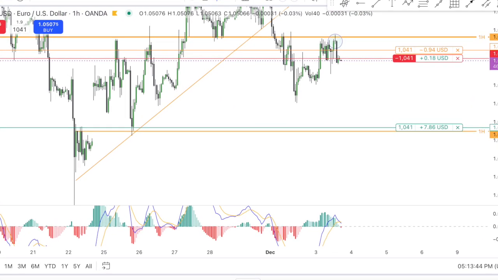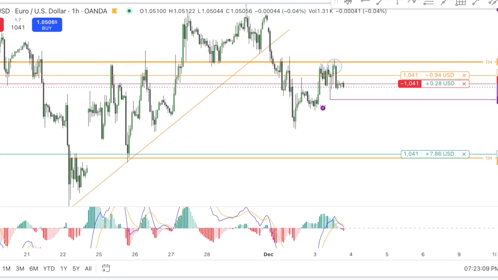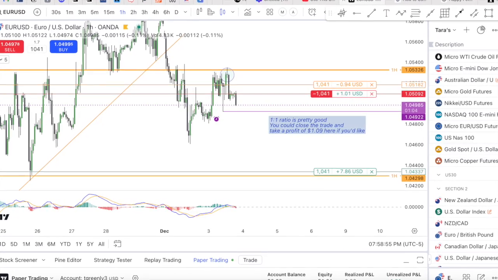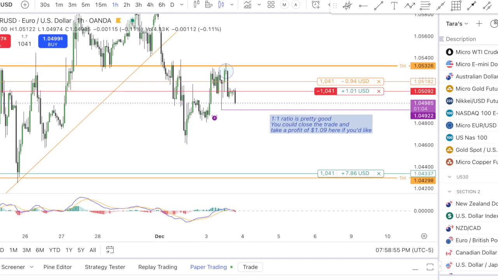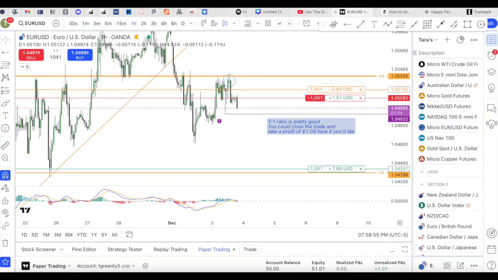Okay, our reversal pattern signal worked well. The trade is moving in our favor. 18 cents, 28 cents, and up to about $1. And that's a 1-to-1 ratio, which is good. So you could take your profit here if you'd like, or move your stop loss into profit and continue with the trade.